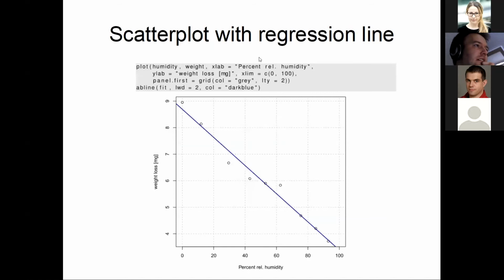Then we can produce the scatterplot with a regression line by calling this abline function and fit. And there we can see we have a linear function fitted that predicts our weight loss if we use the percent relative humidity. So for example, if I go to 20% relative humidity, I can go to the line and predict that we have 7.6 milligrams of weight loss, according to our model.